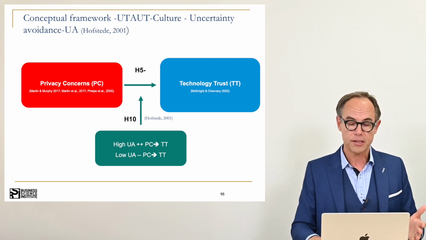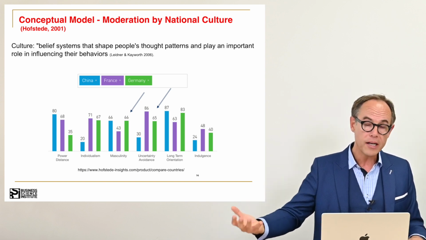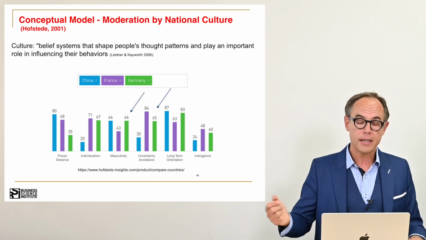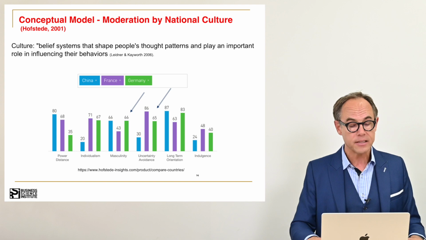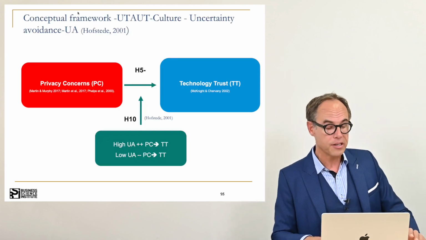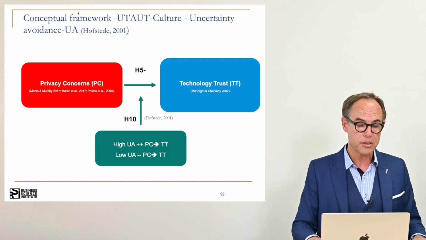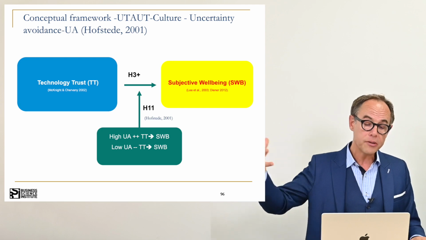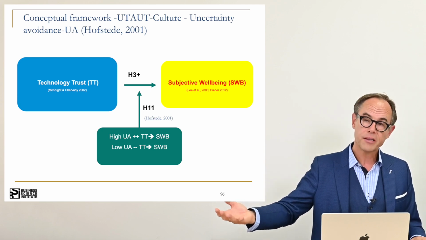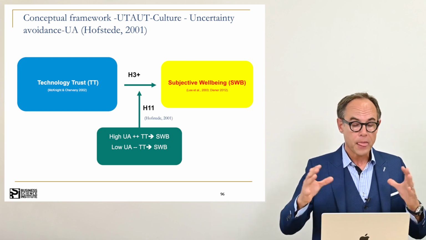concerns on technology trust. For example, here in Hofstede's framework about culture, we see that countries like China have low uncertainty avoidance, whereas Western cultures have high degrees of uncertainty avoidance. So we expect that in Eastern civilizations, uncertainty avoidance should be less impactful than in Western civilizations. And that's the same for trust. So uncertainty avoidance should increase the impact of trust on well-being, whereas the impact should be lower in countries like China.